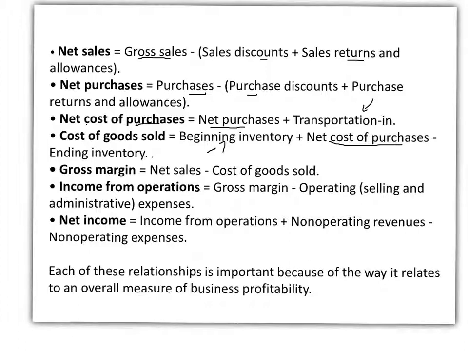A new term, gross profit or gross margin, is net sales minus the cost of goods sold. Income from operation is gross margin minus selling and admin expenses. And net income is income from operations plus non-operating revenues minus non-operating expenses. So now you must be familiar with all these terms and these relationships. They will all be tested.